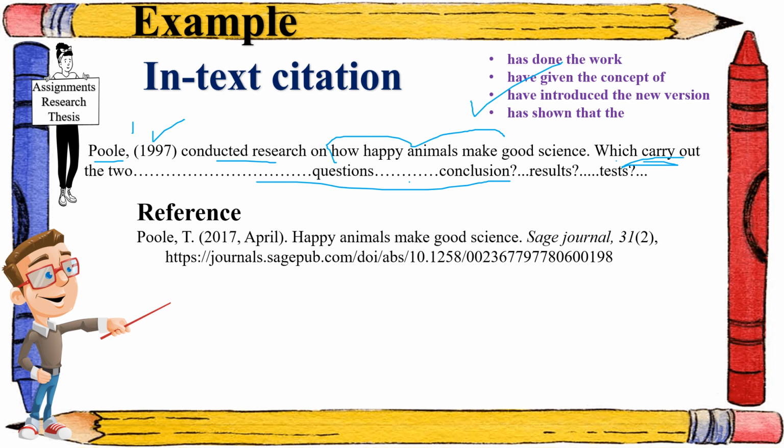Now write the reference. Last name of the author, comma, first initial in capital letter, full stop, and then the year of publication, comma, the month of publication, and if the date is mentioned, write it after the month with one space only, then close it with the bracket. Write the full stop and then the name of the article, then full stop, then the name of the journal in italics, then comma, then the volume number in italics, then the issue number in brackets, non-italics, then comma, and then the URL or DOI.